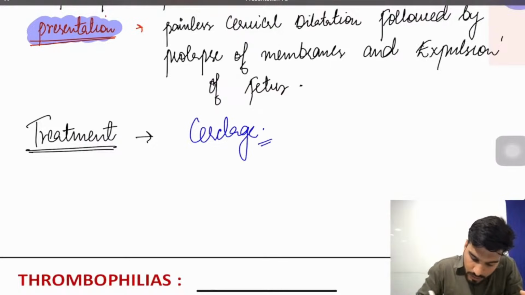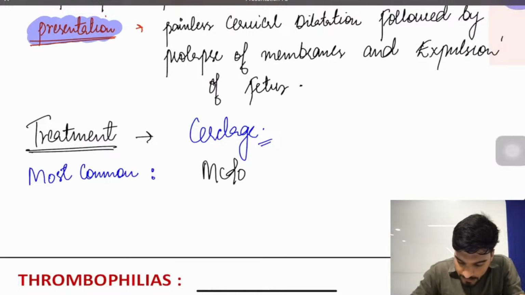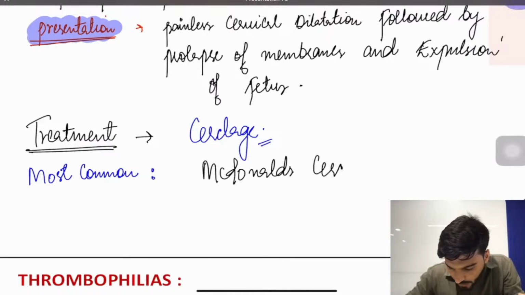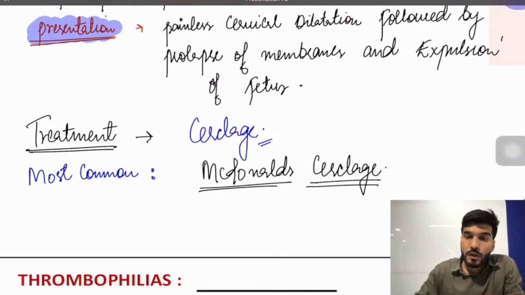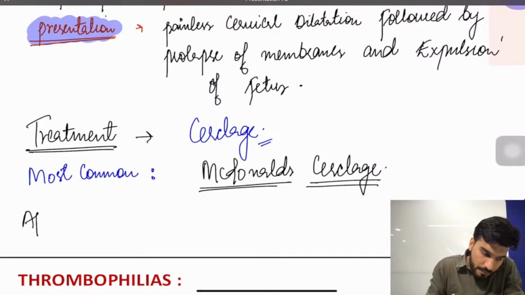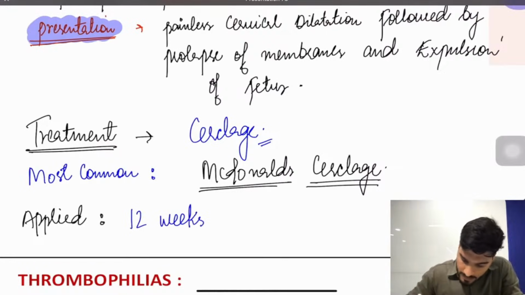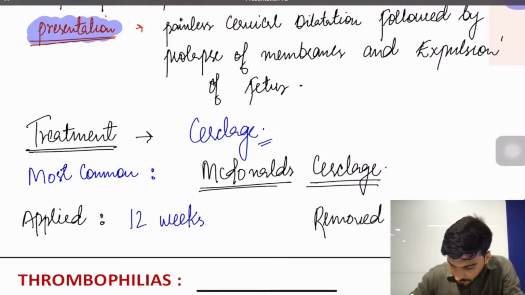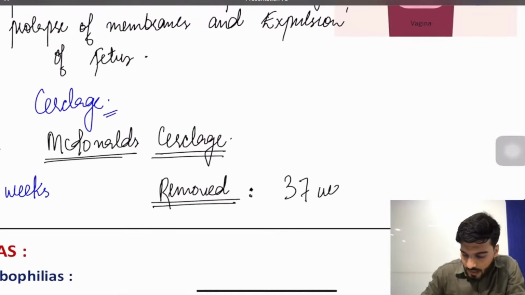And the most common cerclage that we use is called McDonald cerclage. Okay, and this cerclage is applied by 12 weeks, and it's removed by 37 weeks. And when are we removing this? At 37 weeks.